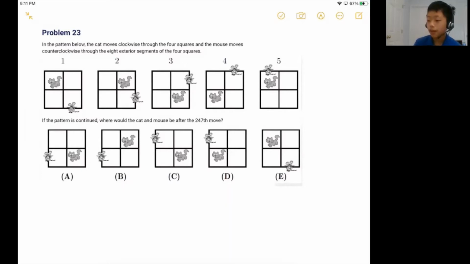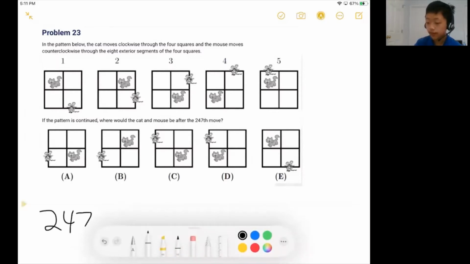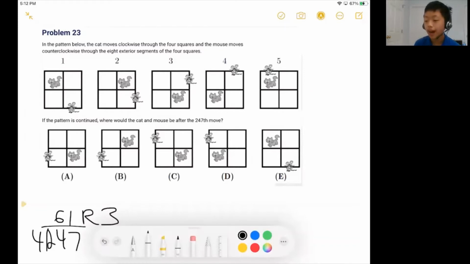So there are 4 squares that the cat moves through. The cat is going to cycle through 4 different squares. If we do 247 divided by 4, we get something like 61 with a remainder of 3. So that tells us the cat is going to repeat its cycle 61 times, and then move 3 more times, right?